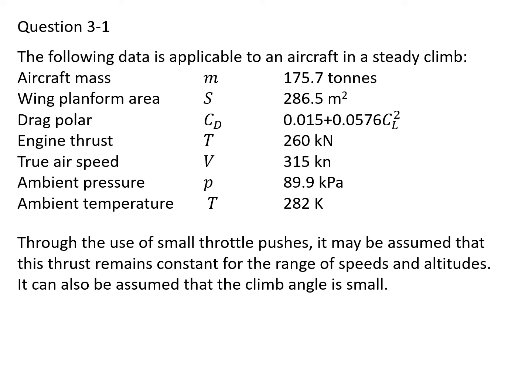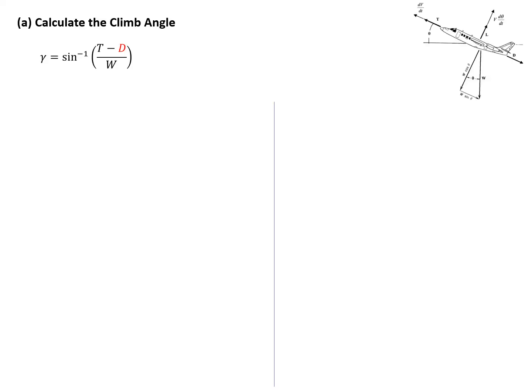Okay, so the first question is to calculate the climb angle. So we know the climb angle is defined by arc sine T minus D divided by W. The right hand side is excess thrust. So according to the question itself, we know the thrust, it's 260 kilonewton, and we know the mass, so we need to calculate the weight, and just m times g. Okay, so now we know T and W.